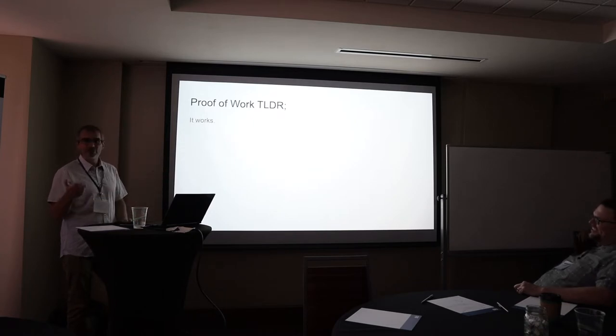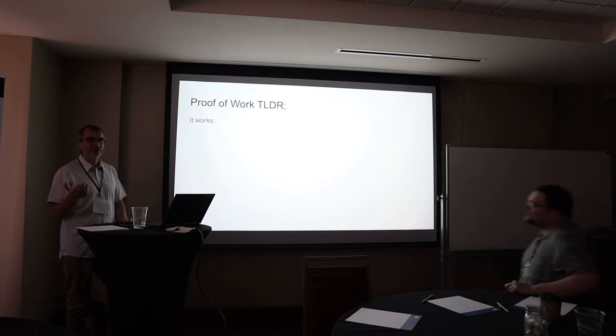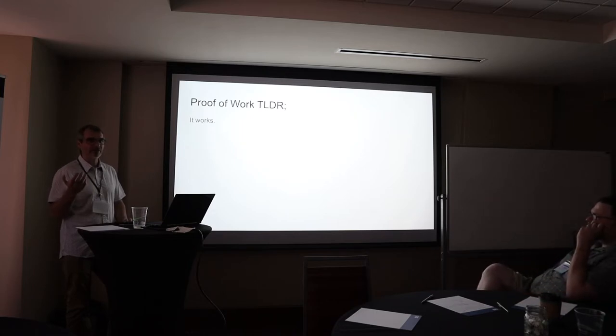One of the good things about proof of work is that it actually works. It's very easy to understand, and very easy to understand how secure it is. It is extremely hard to reason about proof of stake from a security point of view. What are the attack vectors? How safe is it?